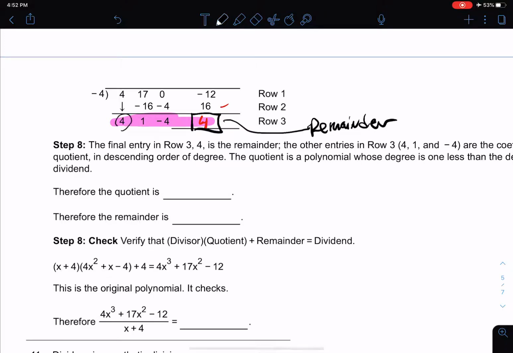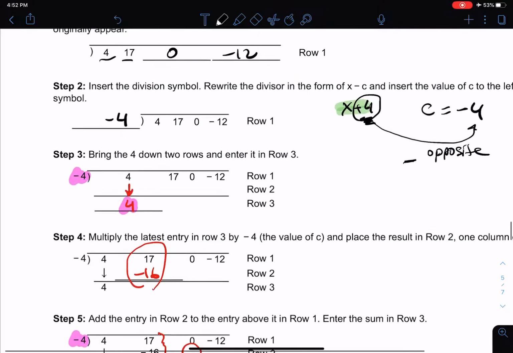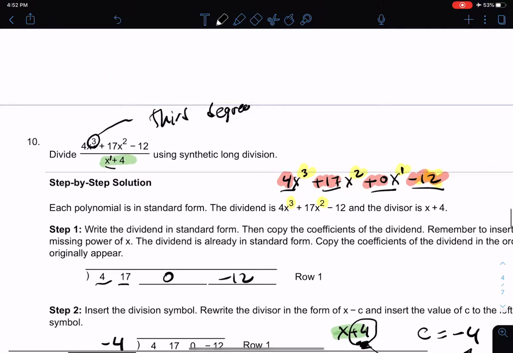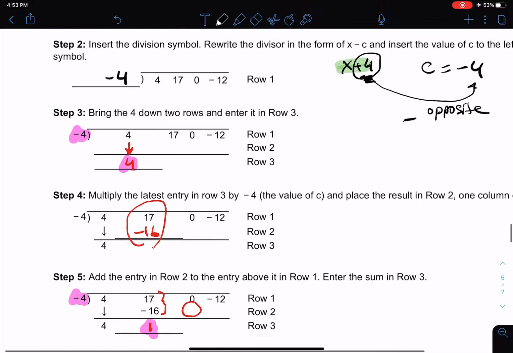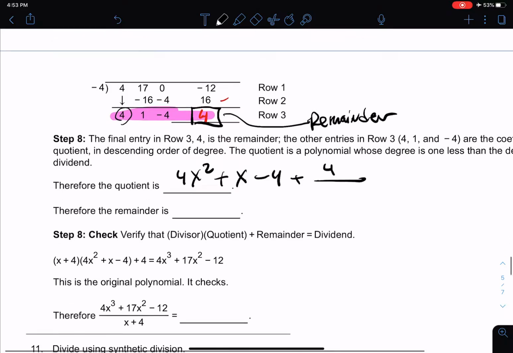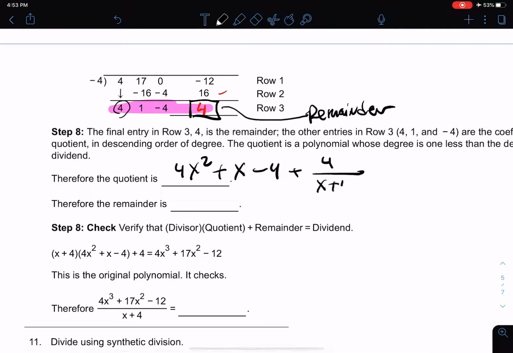4 has to be a 4x to the second degree. We're putting our variables back in. The next thing I see is 1, and that must be to the first degree. And the last thing is negative 4, which is our constant. And there actually happened to be a remainder of 4. So we just write that as 4 over the divisor. What was the divisor back in the original problem? The divisor was this green x plus 4.